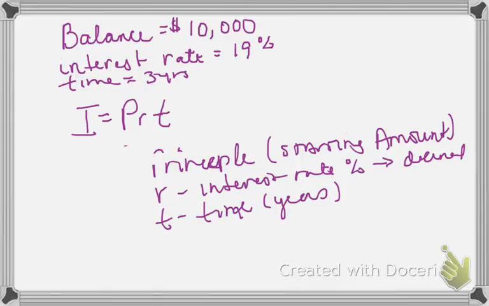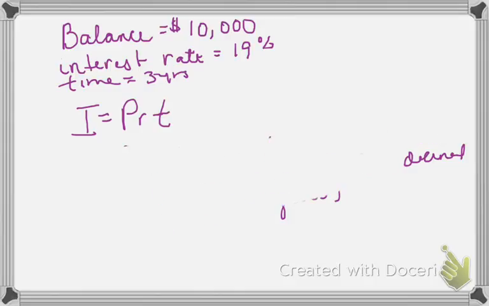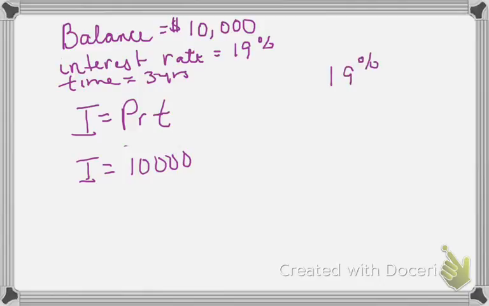So let's work this problem. So here, I stands for the actual interest. So we are going to fill this out. So I equals, my principal is $10,000. R is my interest rate, so we have 19%. I find the decimal and I move it over 2 places to change it to just a decimal, so it's 0.19. And then time, of course, is 3 years.